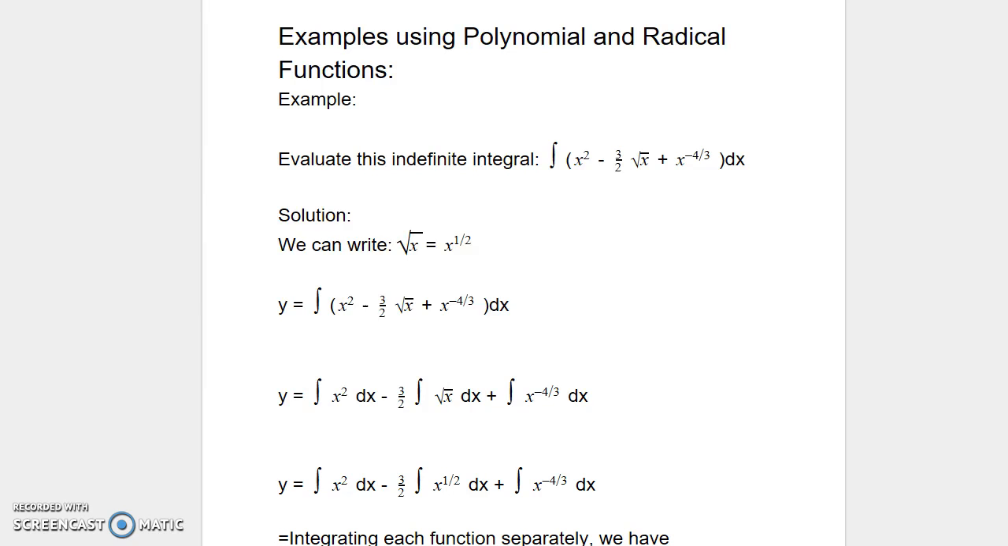In this presentation, we will be solving problems using the rules of integration. Let's look at some examples. This example is using a polynomial and a radical function.